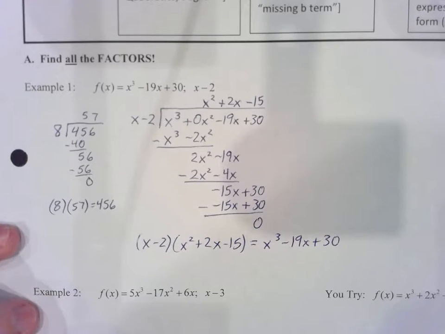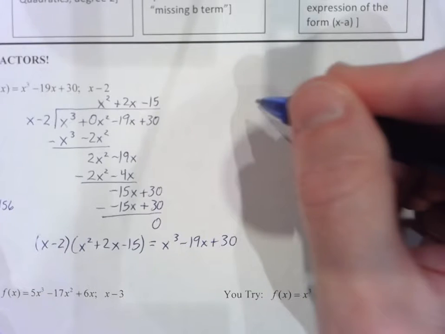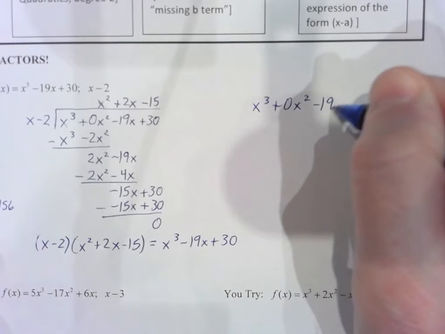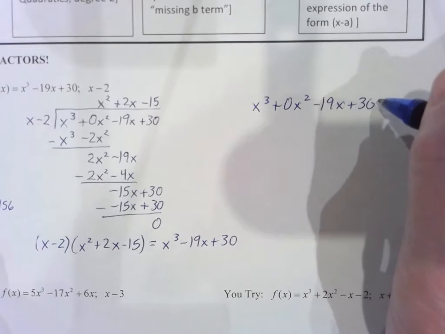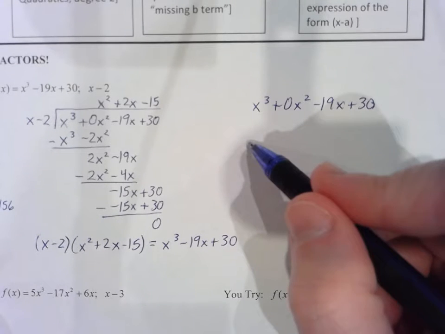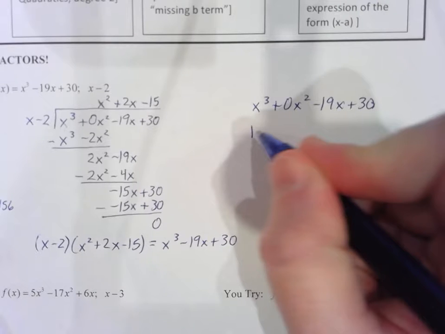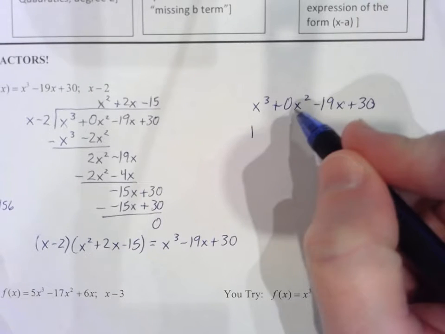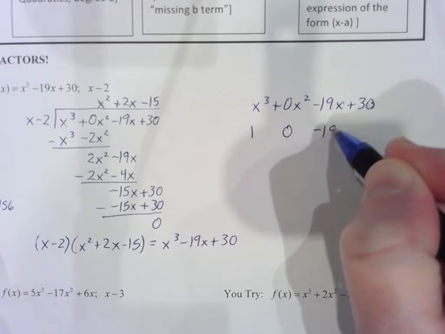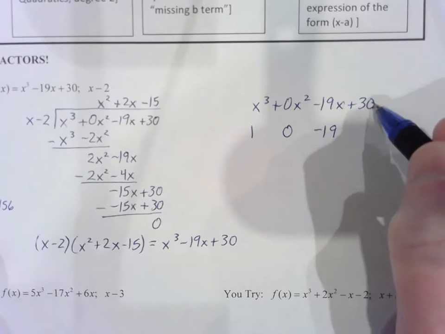So how does this look compared to synthetic division? What we did on Monday was we took that polynomial x to the third plus 0x squared minus 19x plus 30. The first step was to write down the coefficients for each term. X to the third has a coefficient of 1, x squared has a coefficient of 0, x has a coefficient of negative 19, and the constant is 30.